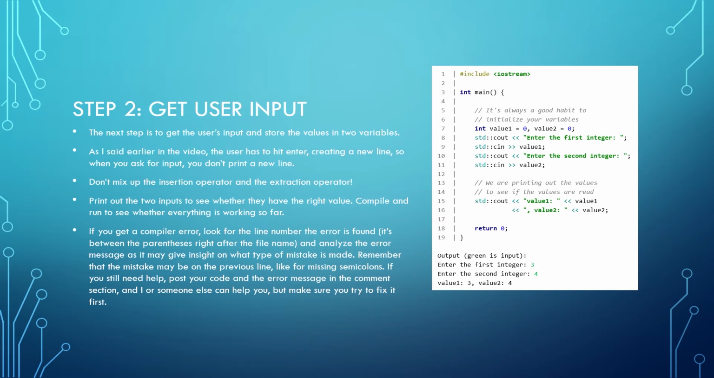And then print out these 2 inputs to see whether they have the right values. This is for debugging. Then compile and run to see whether everything works so far. If you get a compiler error, look for the line number where the error is found. It's between the parentheses right after the file name. Analyze the error message, as it may give insight into what type of mistake was made.